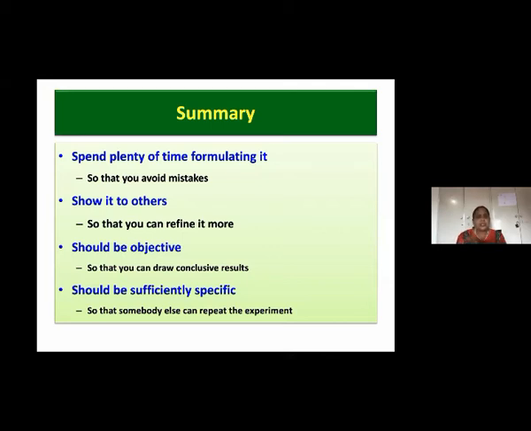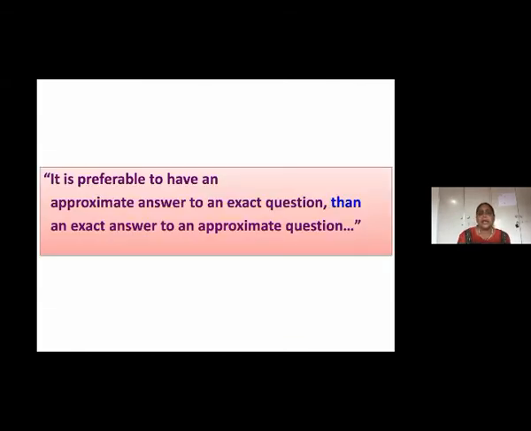And it should be sufficiently specific so that somebody else in Norway can repeat that experiment. It is like how we used to write our chemical experiments in our 8th standard book. We had to write every component. Similarly, when we write our methods, it should be so detailed that anybody can repeat the experiment completely. So I leave you with this quote, which says, it's preferable to have an approximate answer to an exact question than to have an exact answer to an approximate question.